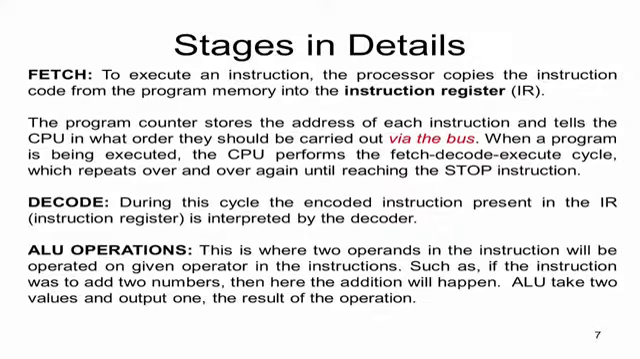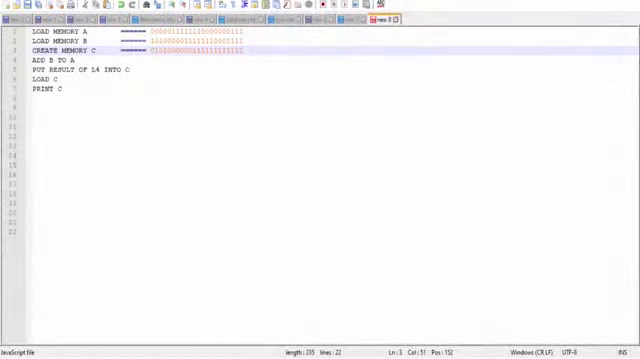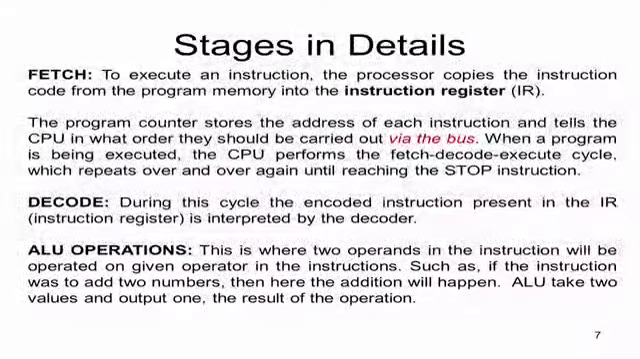During the ALU operation, this is where the two operands in the instruction will be operated on. For example, when you have an operation like add A to B, look at this add here, you can see add on line 4, add B to A. That is an operation of the arithmetic and logic unit. Arithmetic handles the plus, the minus, the multiplication, the division, and all of that. That is where the ALU comes in.